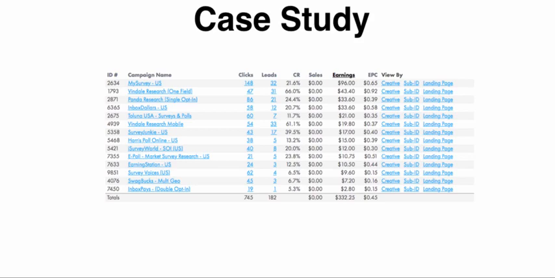So the first thing is, I'm running a bunch of survey offers here, and the thing to understand is the EPC, which is pretty cool. The overall EPC is like $0.45, and most of the EPCs are around 0.50, which is way better than the network EPCs of this particular campaign.